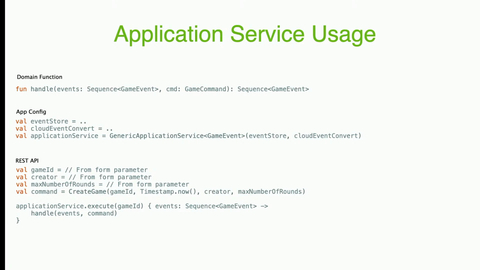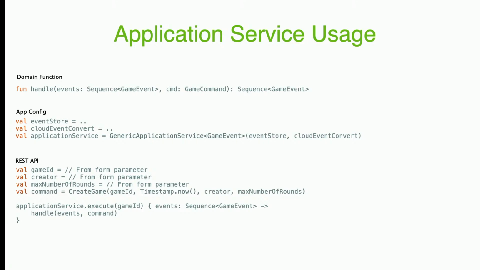So the application service takes an event store and one of these Cloud Event Converter instances. Then in your REST API or HTTP API or whatever, somehow you get the things that you need: the game ID, who creates the game, max number of rounds. You create a command. Now you have the command, and you call the application service for this particular ID.